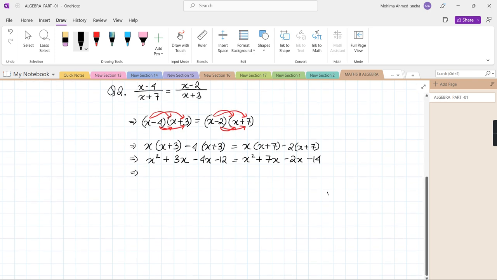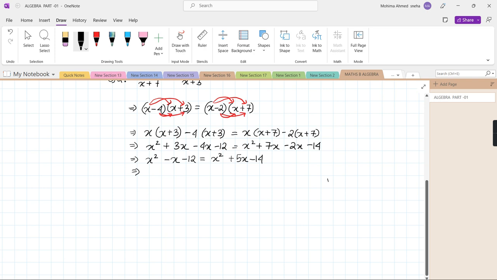So when you simplify all the things together, on the left hand side you have x squared minus 4x plus 3 gives you minus x minus 12, and on the other side x squared plus 7 minus 2 is going to be plus 5x minus 14. So if you take everything to the left hand side, you will have x squared minus x minus 12, and then minus x squared minus 5x plus 14 equals 0.